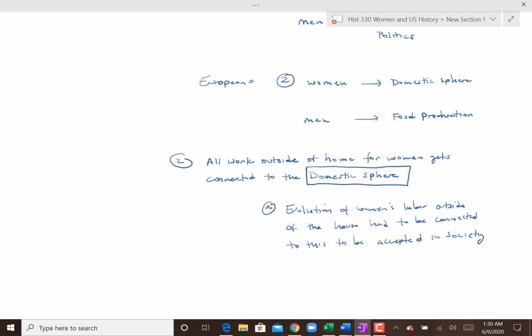But midwife, you're going to be watching A Midwife's Tale. That is one of the earliest jobs outside of the home that was accepted as a role for women. And why was because it could easily be connected to the domestic sphere. The domestic sphere is motherhood. It's raising children. It's taking care of sick children. It's cooking. It's cleaning. It's all of that stuff.